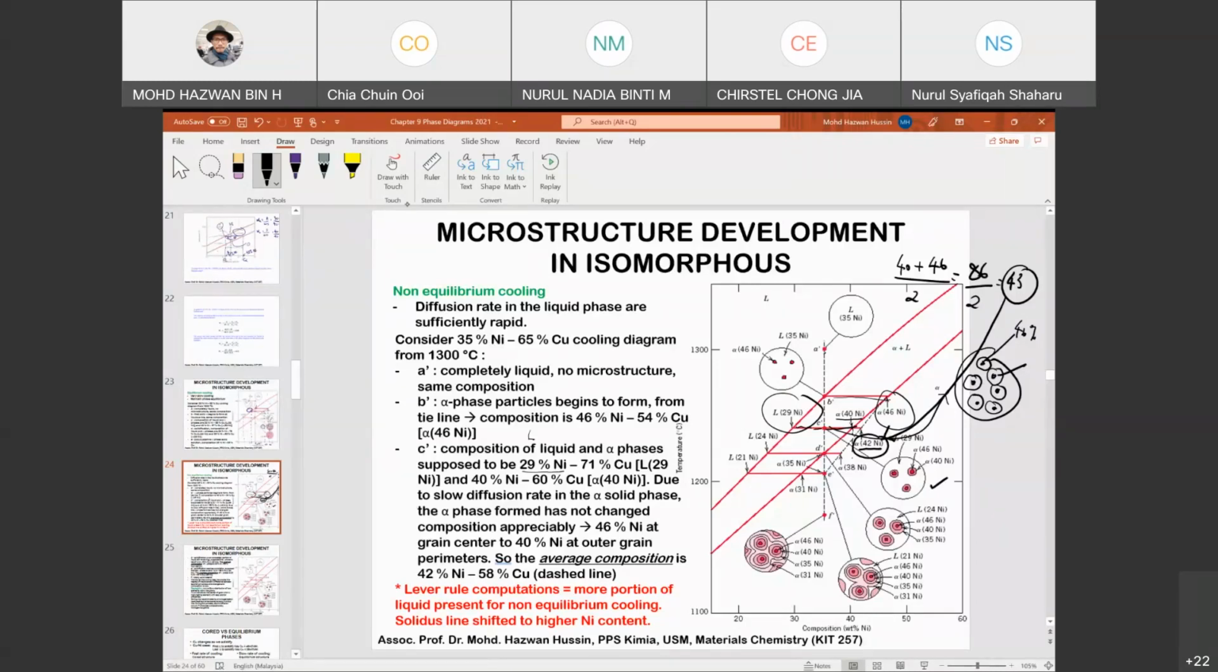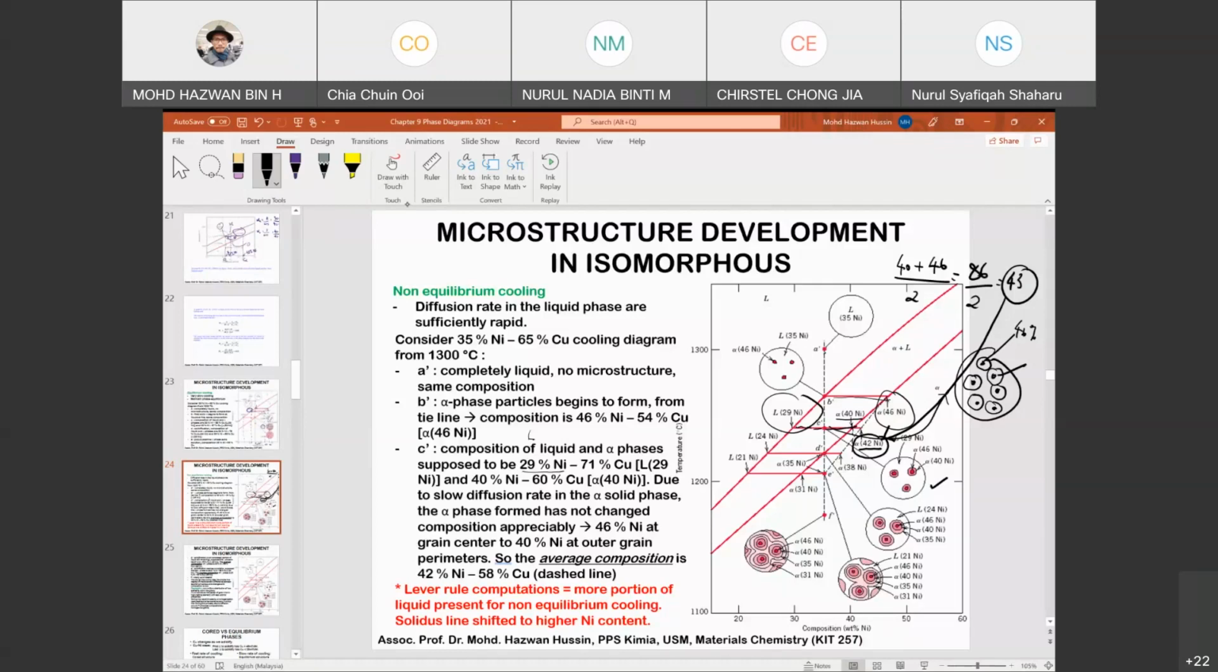So over here, liquid is 29, the core structure is 46 and the outer layer is 40. But remember, in the exam, if I ask you to draw the microstructure, you should draw the microstructure and put the composition as what you read from the phase diagram. So liquid is equal to 29, alpha or the center grain is equal to 46, and the outer layer you will read from the solidus line, which is equal to 40.